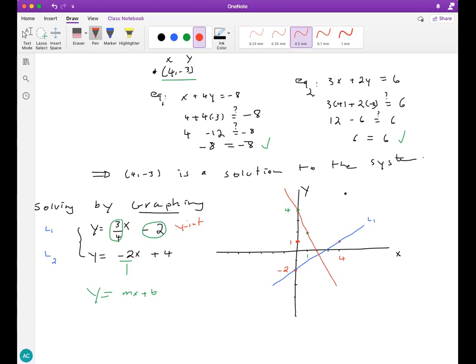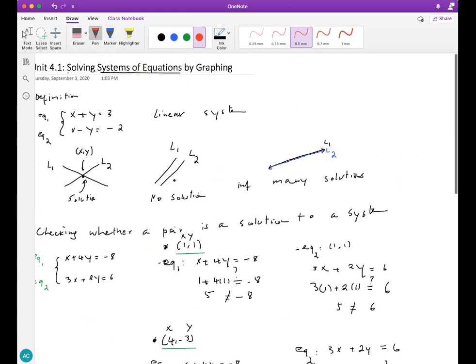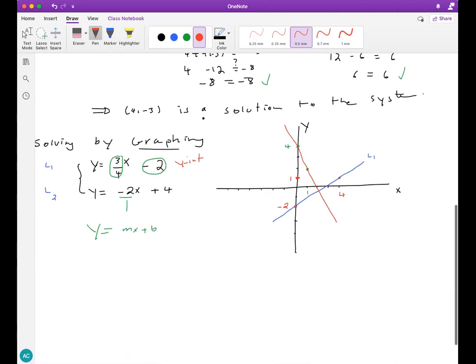So how many solutions do you think we have based on this graph? How many solutions? Okay, so we said we either have one, none, or many. So how many do we have here in this example? One solution. That's right. There's only one solution, and that solution is the intersection of the two. That's the solution for this system. So one solution only, because there is only one intersection.